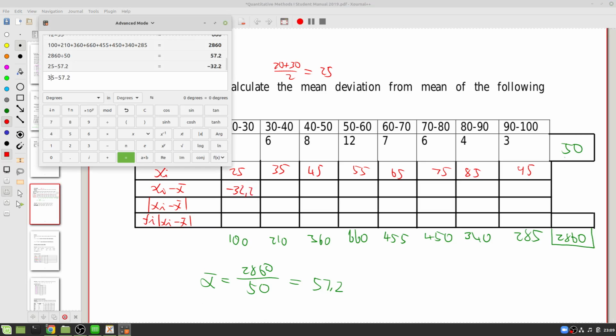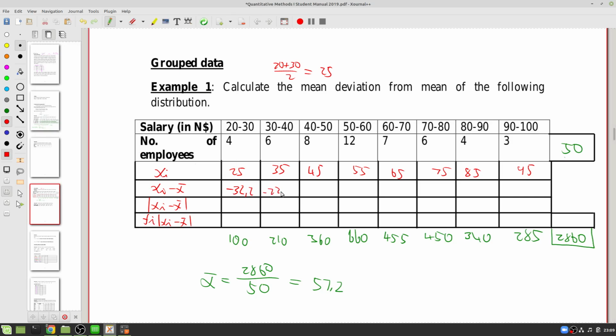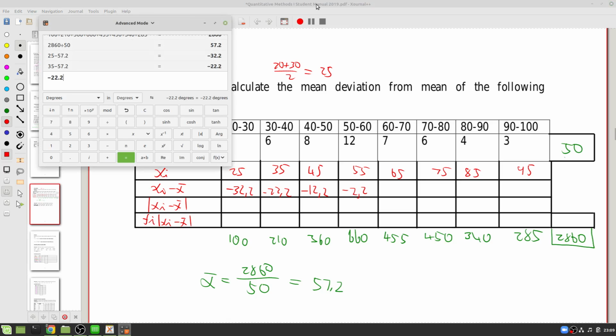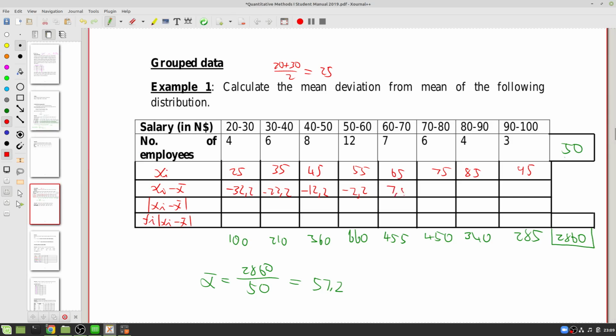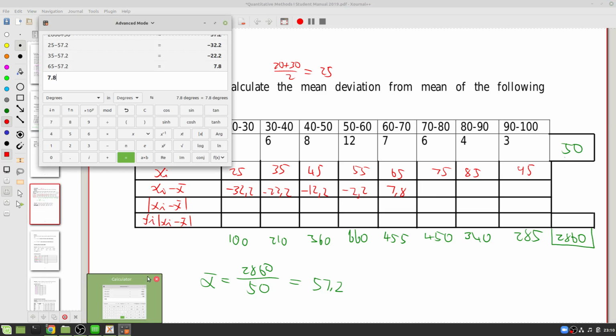Because now we're going to do 35. 35 minus 57.2 is negative 22.2. We see we're just decreasing by 10 each time because this is increasing by 10 each time. So negative 12.2, then negative 2.2, and for the next one, just make sure you don't make a mistake once the xi gets bigger than the x bar. So we're going to do 65 minus 57.2, and we see that's going to be 7.8. Okay, now let's maybe just do one more to see the pattern again.